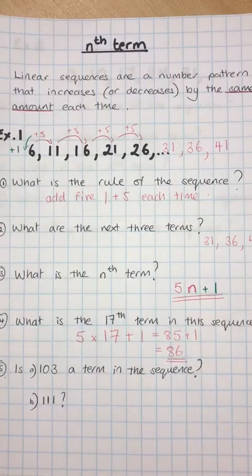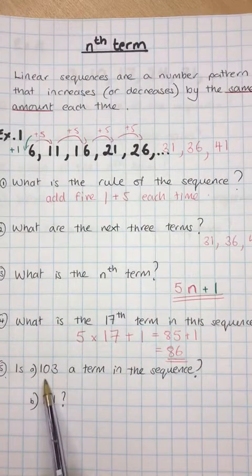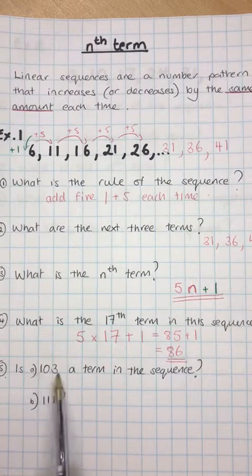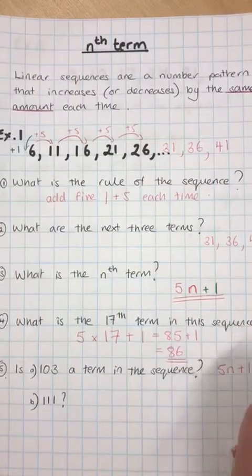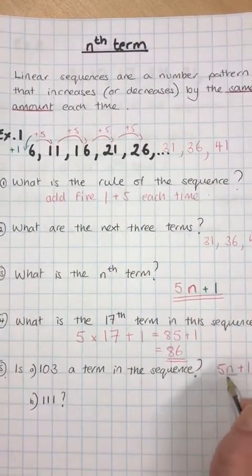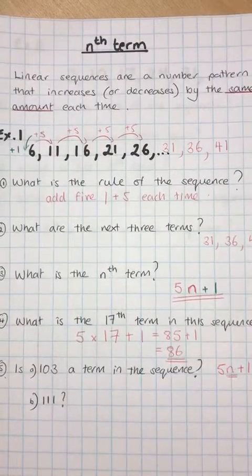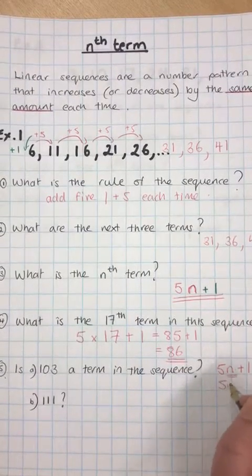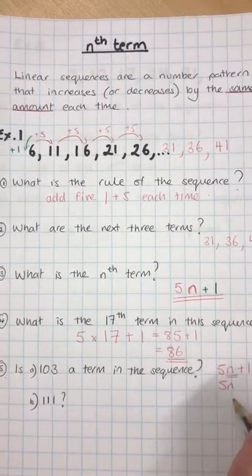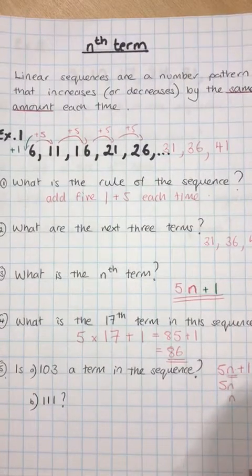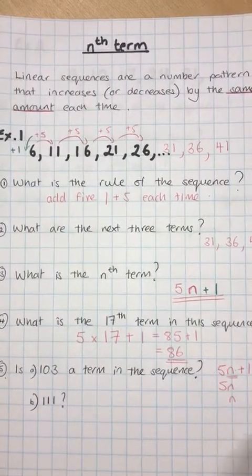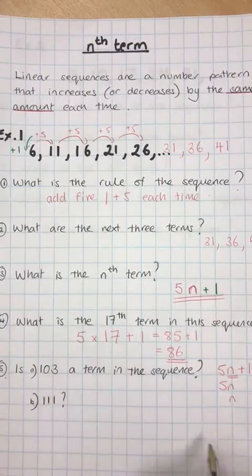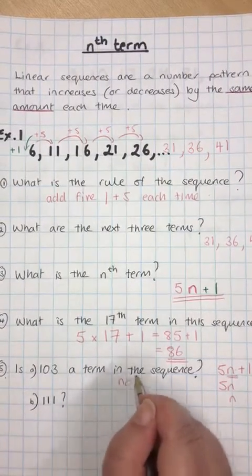The final type of question that I could be asked is, does a number appear in the sequence? So, for example, is 103 a term in the sequence? And what I'm looking for is, is there a whole number for n that would give me 103 as an answer? Well, we've done solving. This would give me an answer of 20.4. So 103 cannot be a term in the sequence.